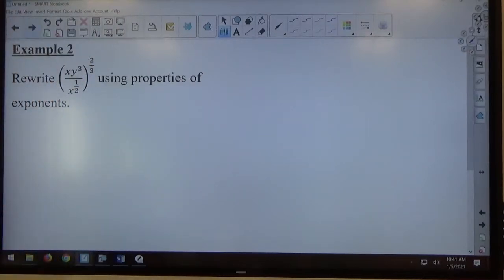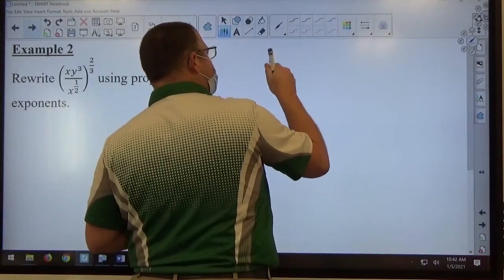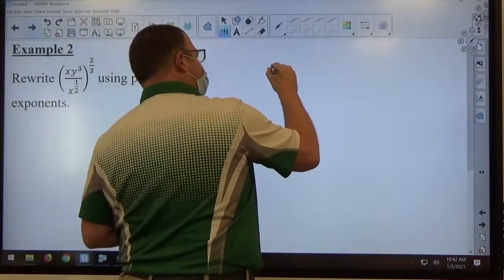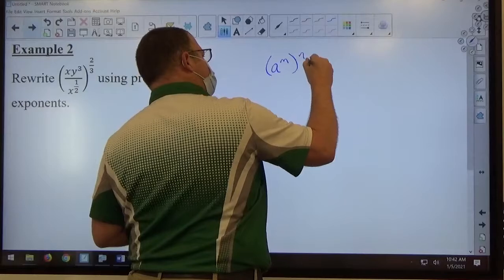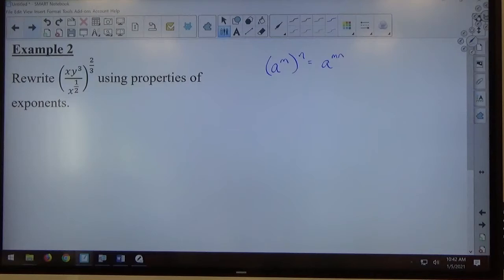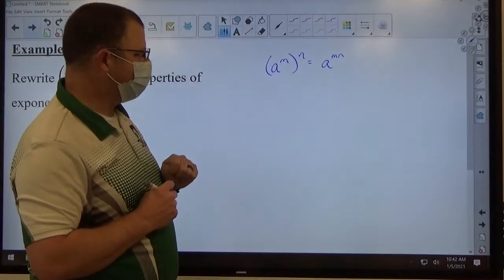Okay, for example 2, we have (xy^3 / x^(1/2))^(2/3). So we've got several things going on here. Let me show you a couple rules that can be applied here. First rule I'm looking at is, they call it (a^b)^c. That rule there, which is on your note sheet, is the power of a power rule. When some power structure is raised to another power, you take the same base and multiply the powers together.